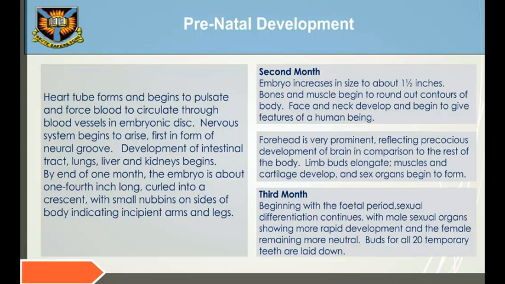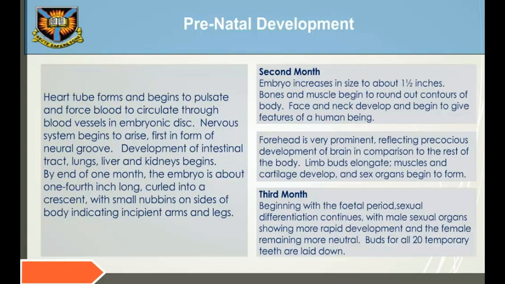Development of intestinal tract, lungs, liver, and kidneys begin. By end of 1 month, the embryo is about 1/4 inch long, curled into a crescent with small nubbins on sides of body indicating incipient arms and legs.